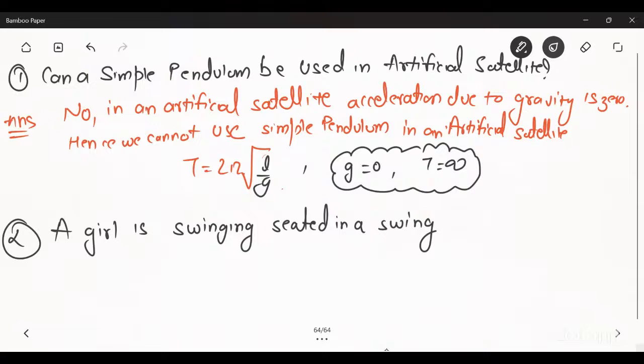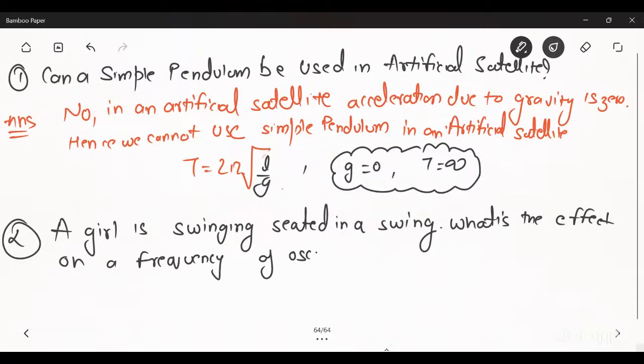Now the next question is: a girl is swinging, seated in a swing. What is the effect on the frequency of oscillation of the swing if she stands?